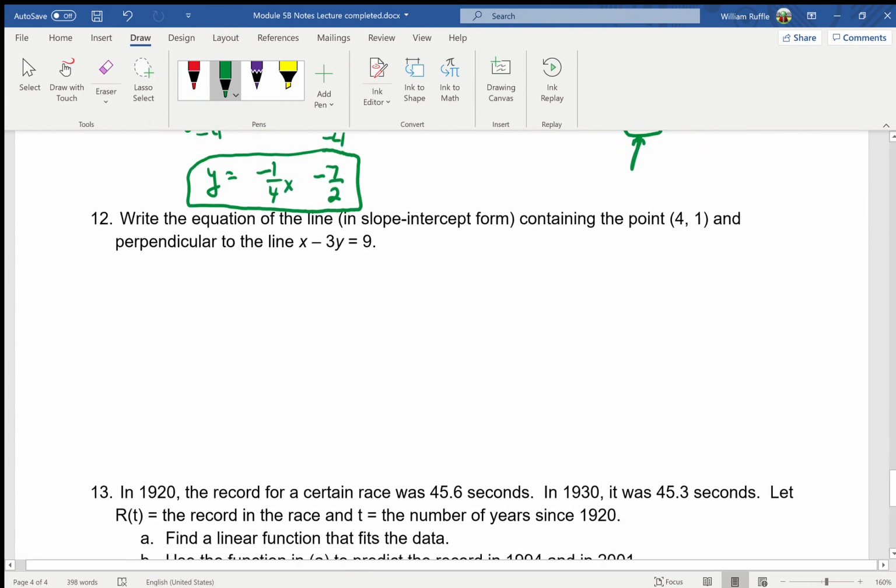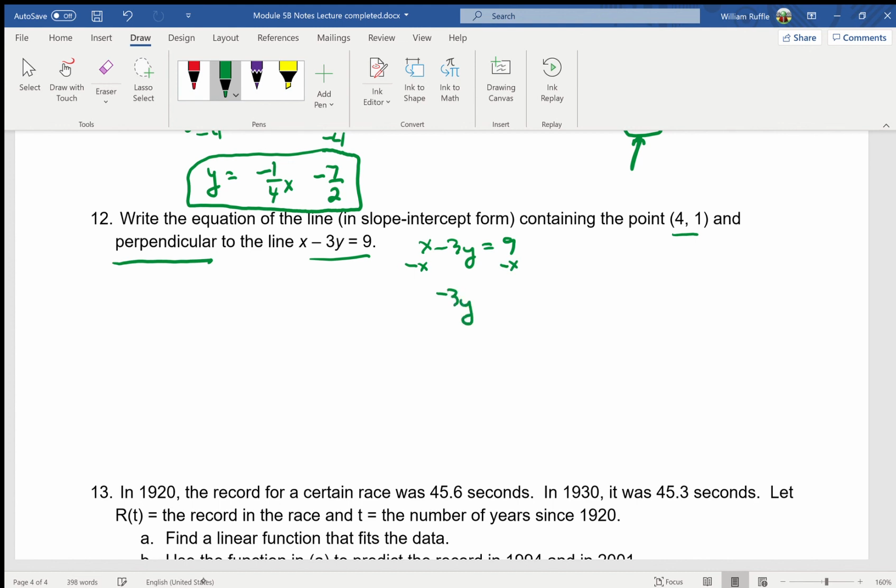This next question here is almost the same as this, except it's perpendicular. But again, I've been given a point but no slope. So what I have to do is, I have x minus 3y equals 9. So I have to solve for y again. So I subtract x. I get negative 3y equals negative x plus 9. I divide everything by negative 3. So I get y equals, now negative over negative is now positive 1/3 x minus 3.